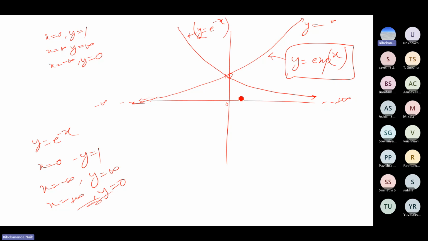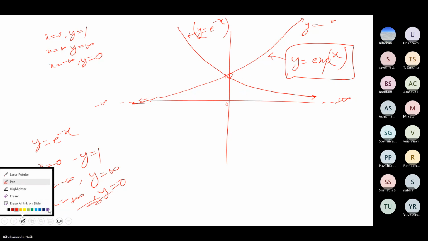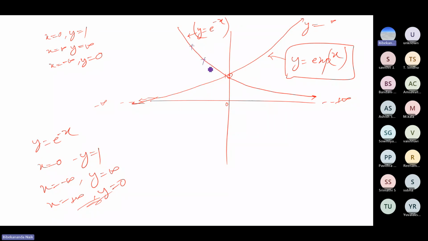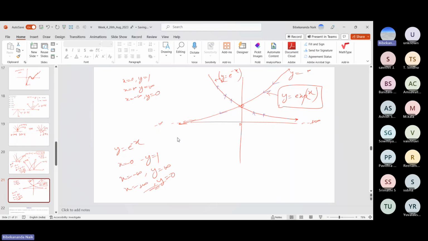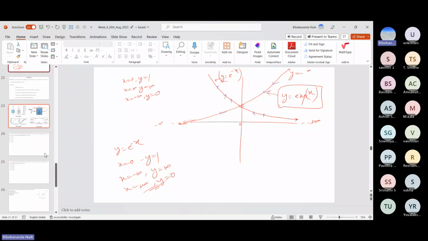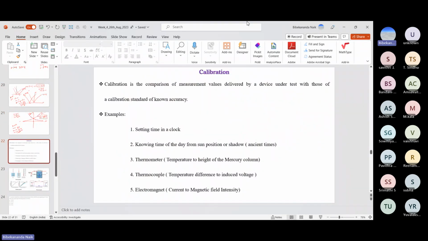So these are the two graphs. One is y equal to e to the power x, and this is e to the power minus x. So these are a few graphs, and this is how to plot them. Now we come to data calibration.